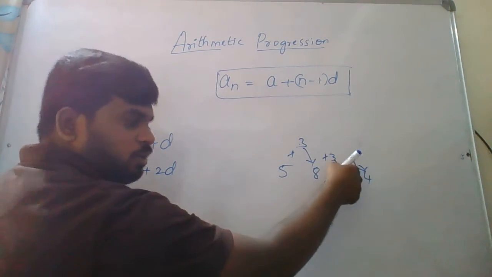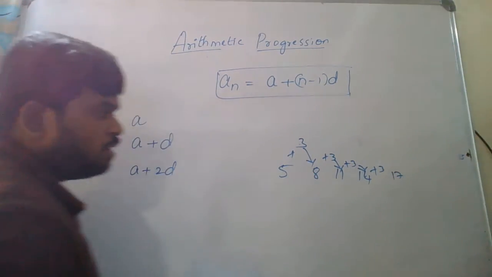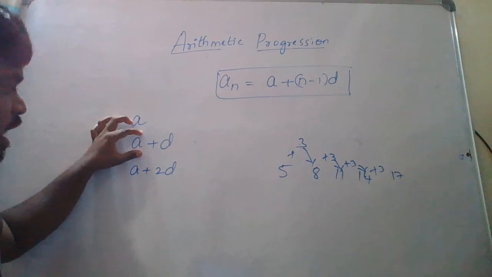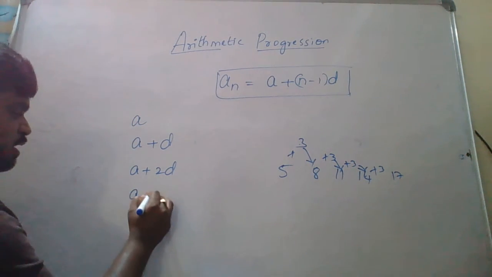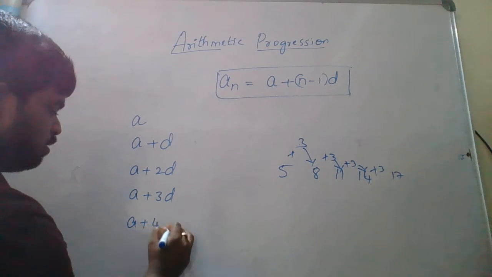To get the fourth one, you added 3. If you want the next one, again you will add 3. 14 plus 3, 17. So this is my first term. I added d to get the second one. Again d, you got the third one. If you add again d, 2d plus d is 3d. Again if you add d.